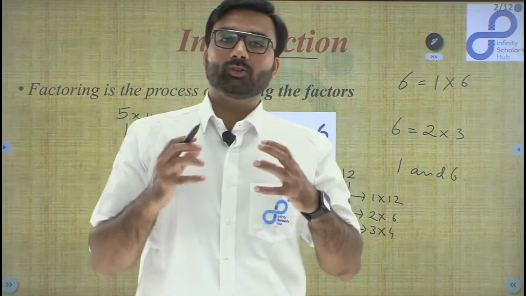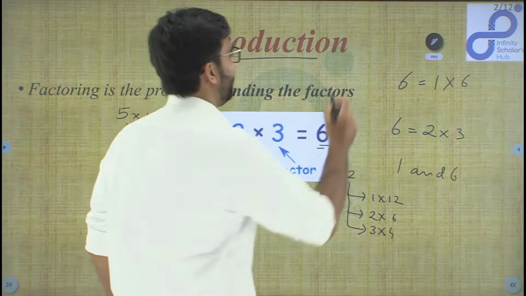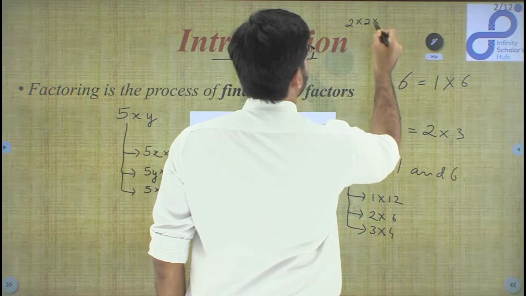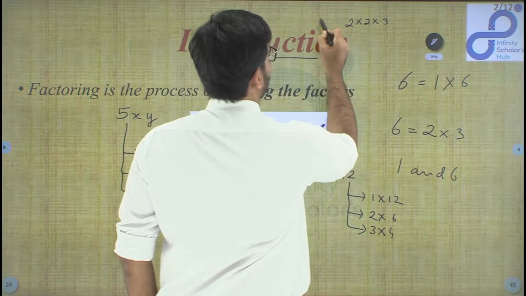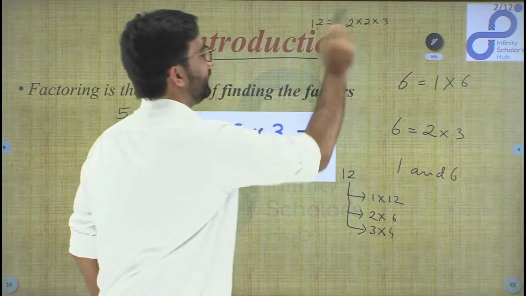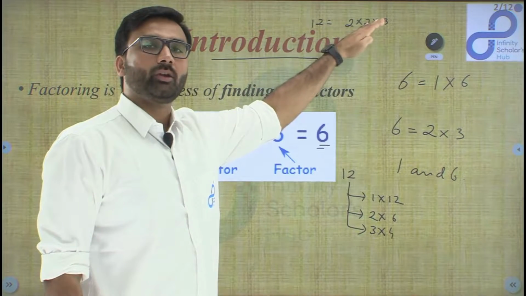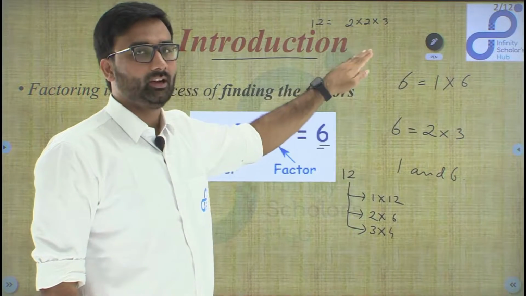We have also learned about prime factorization. If I say the prime factorization of 12, you can write it as 2 multiplied by 2 multiplied by 3. So the prime factorization of 12 is 2 into 2 into 3. This is called prime factorization because you cannot find out the factors further than this for the number 12.